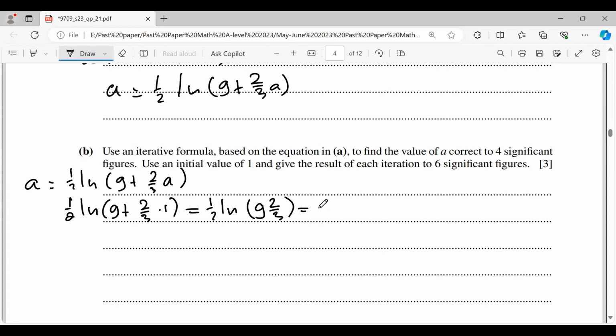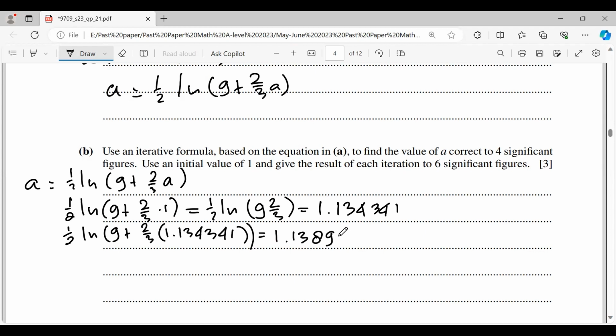Using the calculator, it is 1.134341. Okay, more than 6 figures. Next, half ln of 9 plus 2/3 times 1.134341. Using the calculator, half times ln of this number, it is 1.13895.